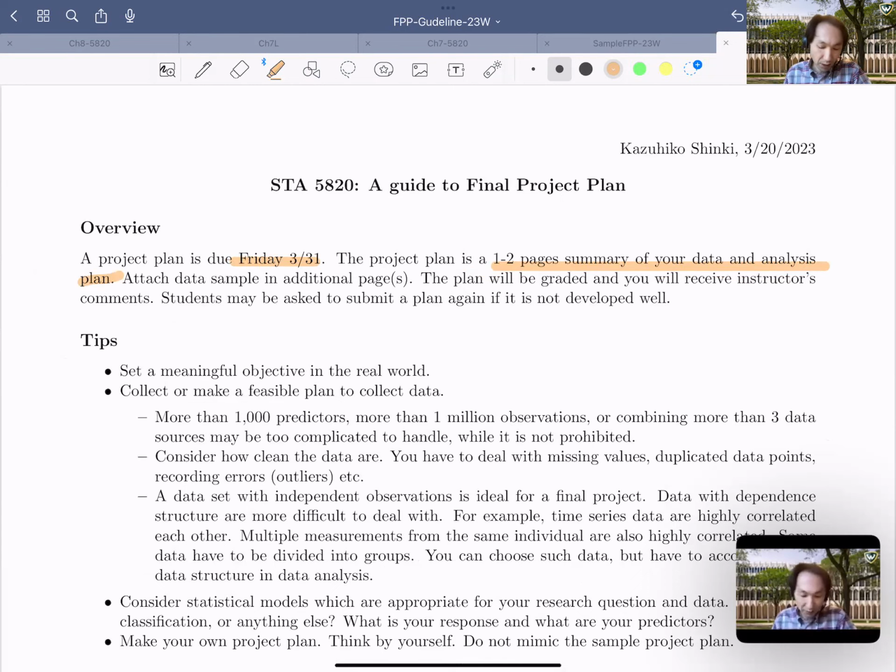This is important. Also, I will prepare the submission form for CSV and Excel. And the plan will be graded and you will receive instructor's comments. Until last semester, I didn't give any points for the plan, but that made some students feel it's not important. So this time I will give 3% of course credits to this final project plan. And you may be asked to submit a plan again if it is not developed well. So that means it's important to submit a meaningful and well-developed plan. If not, then basically you have to submit it again.